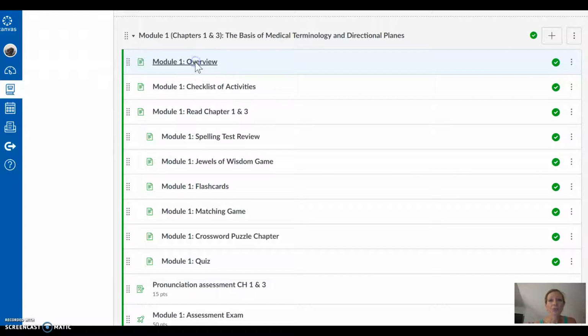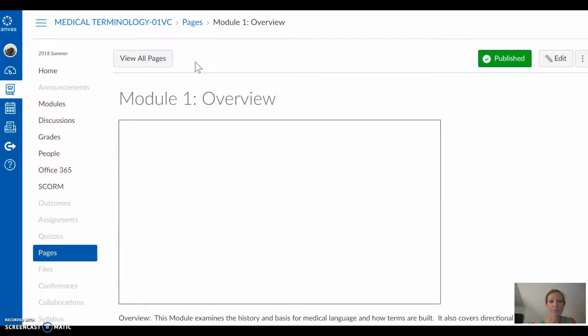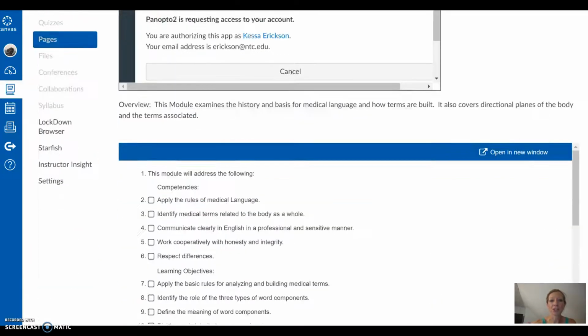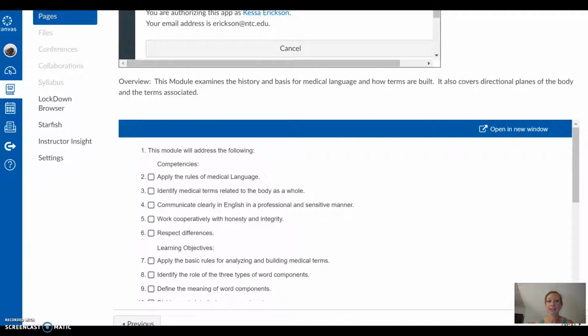What you're going to be learning is really the basis of what medical terminology is. It's going to be how medical language is built, where terms come from, Greek and Latin terms, acronyms and what those are, and different planes of the body and different medical terms. Here you're going to learn a lot about the different rules of medical terminology. There are several rules, and these are things you're going to want to put in your mind and remember throughout the entire course.